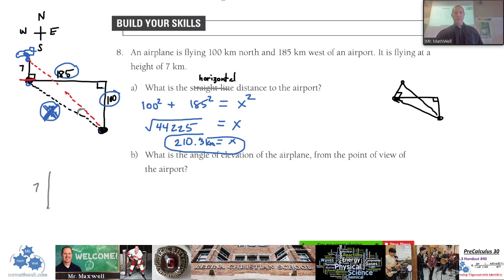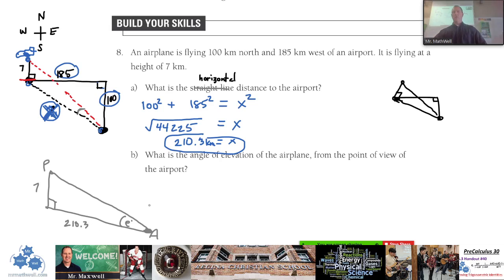So there's my 7 kilometers above the ground. Here is the airport, and here's the plane right here. And I'm looking for the angle of elevation right here. That's the angle of elevation, that little E. And now I know that this length is 210.3.